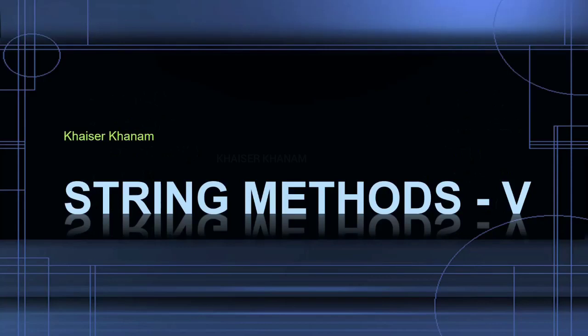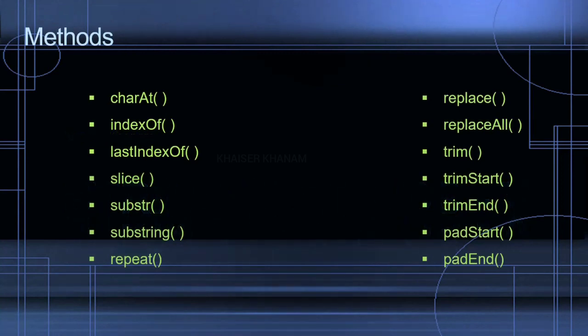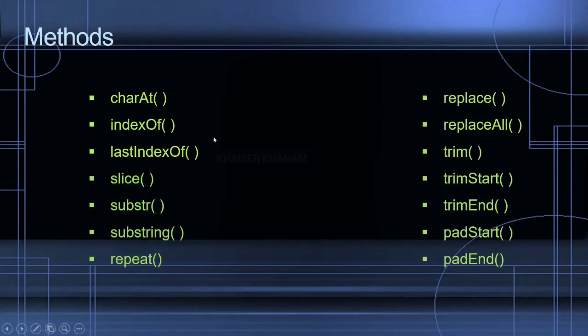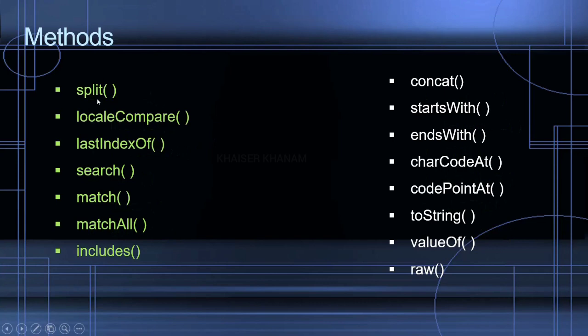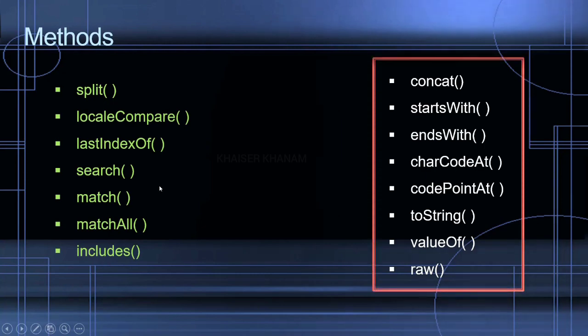This will be the fifth part of our string method, and this will be the final one, and we are going to wrap our string method section. In our previous sessions, we have seen about all these methods, and also we have seen split, localeCompare, search, match, matchAll, and includes. Now in this section, we are going to learn about these 8 methods. After learning about these 8 methods, we will wrap the string method section and we will proceed with next JavaScript concepts.